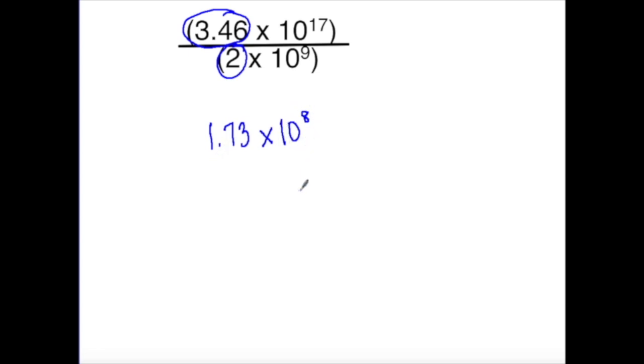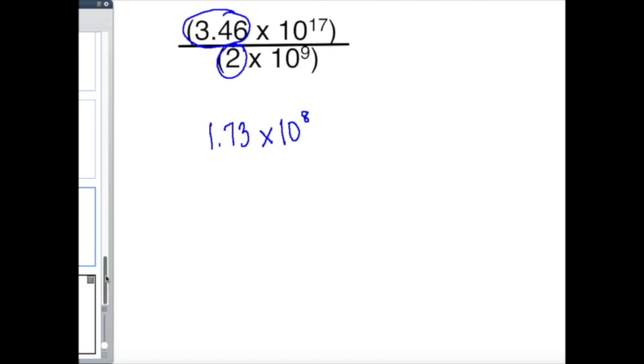So now let's think through our checklist to make sure that this is correct. First, we divided 3.46 by 2. We got that. Then we used our exponent rules to find the power of 10. The last thing I need to make sure is that this number is, in fact, a number between 1 and 10. Right here I see 1.73. That is between 1 and 10. So we know that this is now the answer.